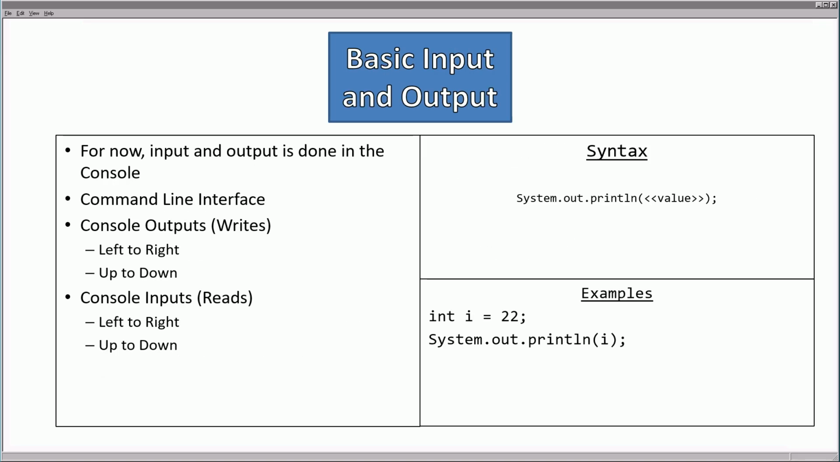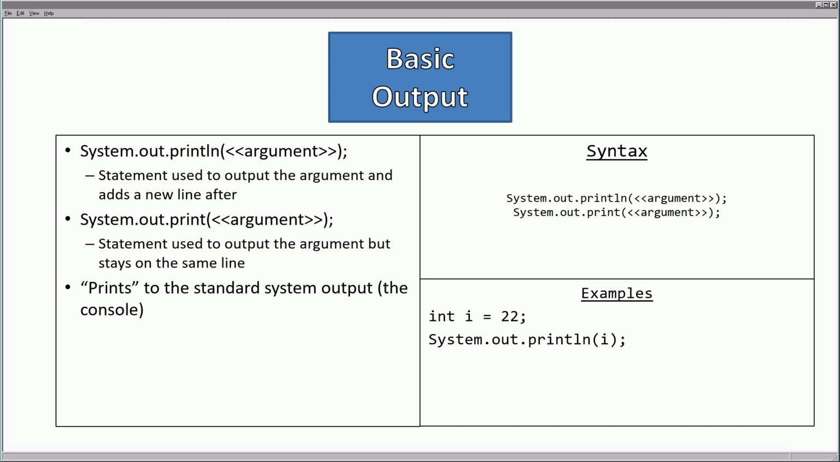Now that we know how to do this basic computation, let's talk about how we can input and output. For right now, when we're talking about input and output, let's just consider it to be done inside the console. And this is the command line interface that we're interfacing with. The console outputs or writes left to right, up to down. Console inputs or reads information left to right, up to down. Whenever we need to output information, we can use the command System.out.println, and inside the argument, we can say what to output to the console.